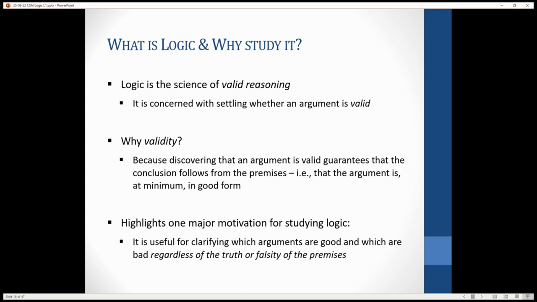And why validity? Well, here's one reason. Settling whether an argument's valid guarantees that the conclusion is going to follow from the premises. That is, at minimum, the argument is one we need to at least pay attention to the truth value of the premises. It passes the minimum bar of being an acceptable argument. Now we get to decide whether the premises are true or false. Got to go do some real work.